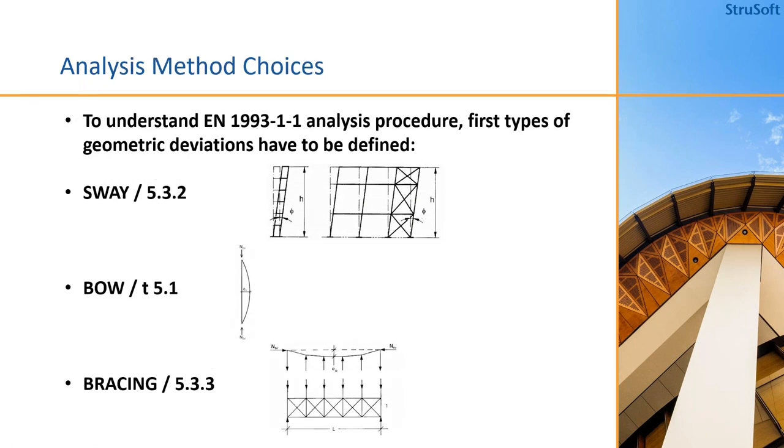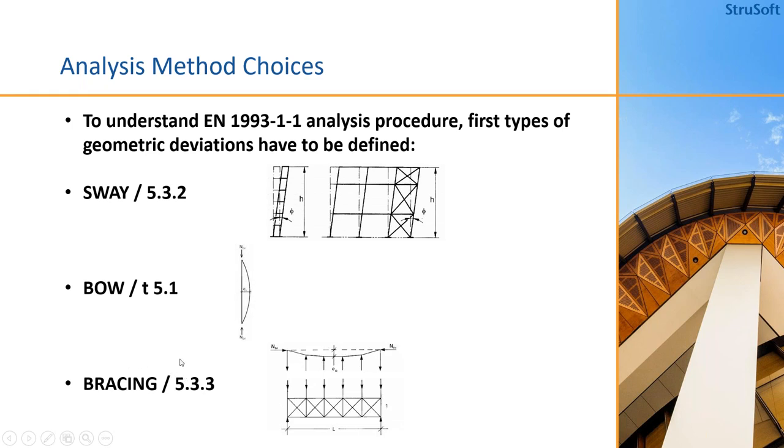And before we look at those guidelines, what kind of analysis you should use, you first have to understand these geometric deviations that are defined in the Eurocode. So you can have a sway deformation. This means that the whole building is not perfectly vertical. Then you can have bow deformations defined in table 5.1 in Eurocode. It means that every column or brace is not perfectly straight. It has some kind of eccentricity in the middle.